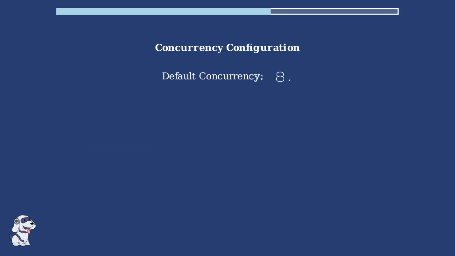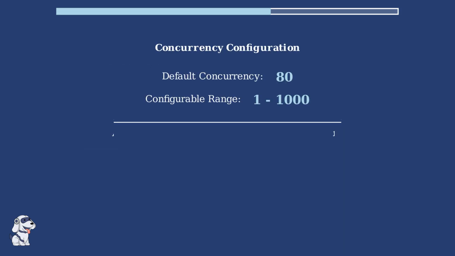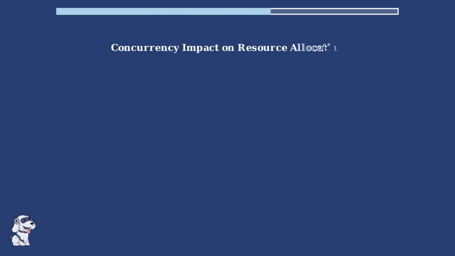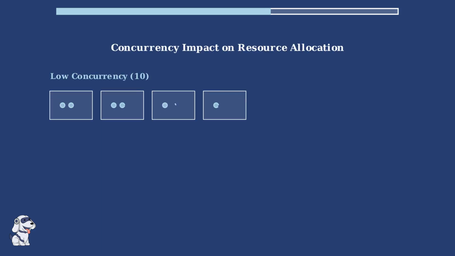Cloud Run provides flexible concurrency configuration. The default concurrency limit is 80 requests per container instance, but this can be adjusted anywhere from 1 to 1,000 based on your application's requirements. The concurrency setting directly impacts resource allocation.